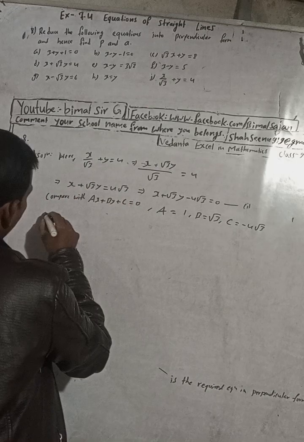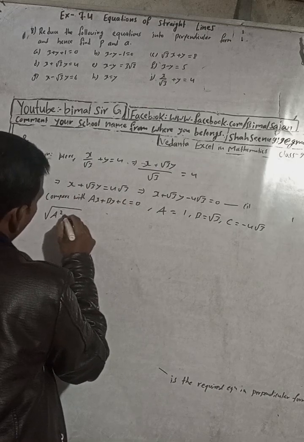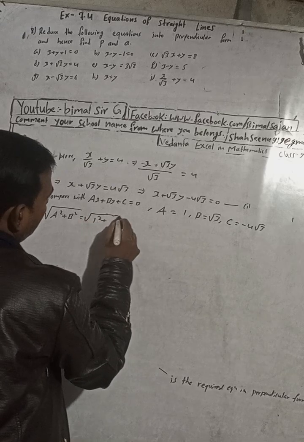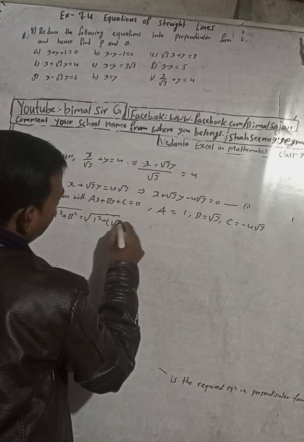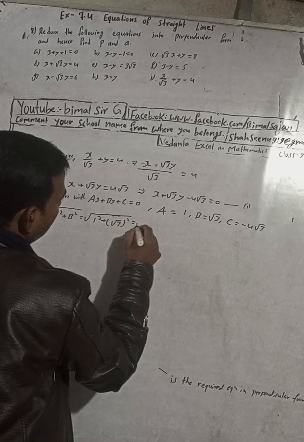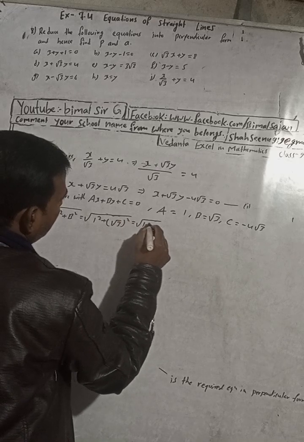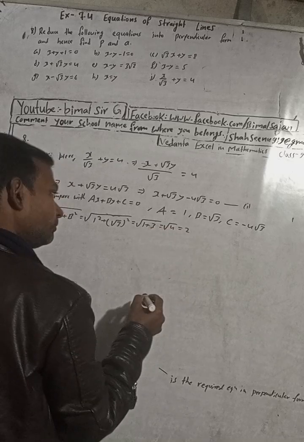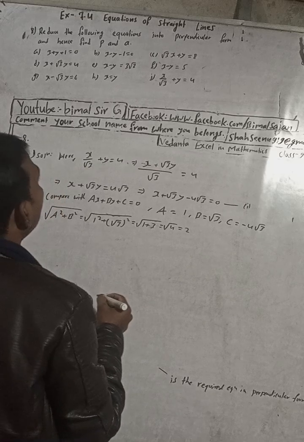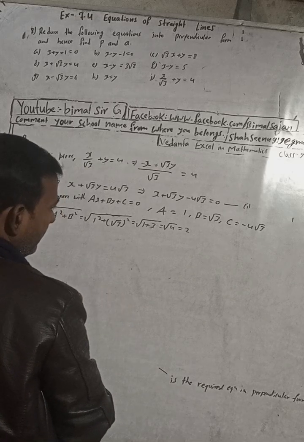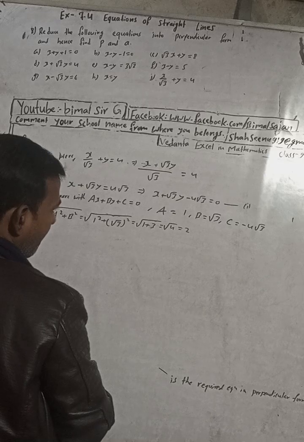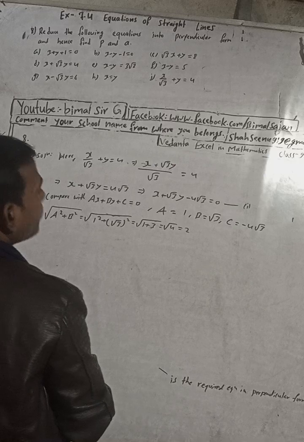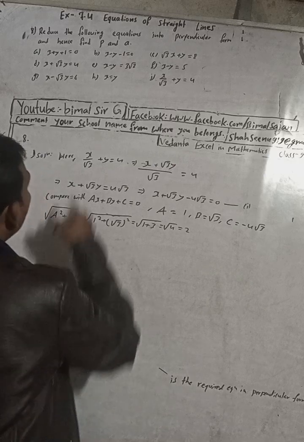Okay, now we have to find root under a square plus b square, which is root under 1 square plus root 3 whole square. 1 square is 1 plus root 3 square is 3. So this is equal to root 4, which is equal to 2. Now what we will do here? We get 2.